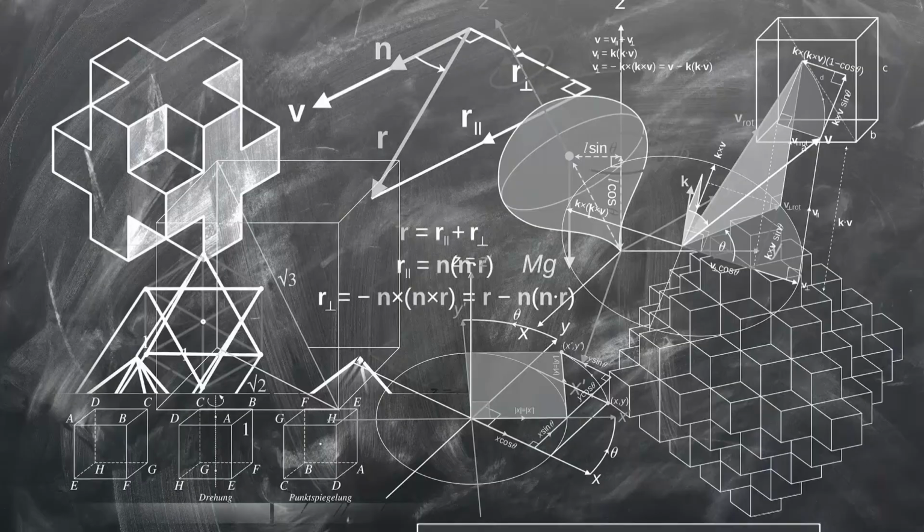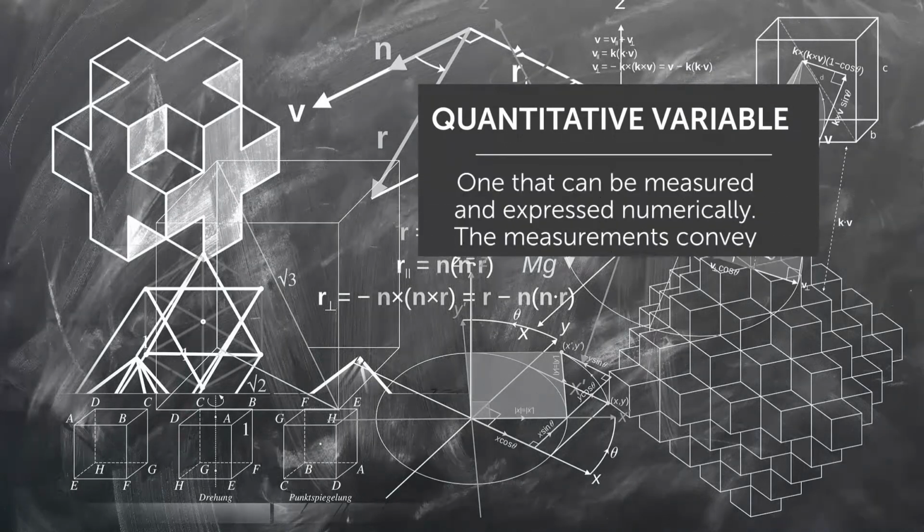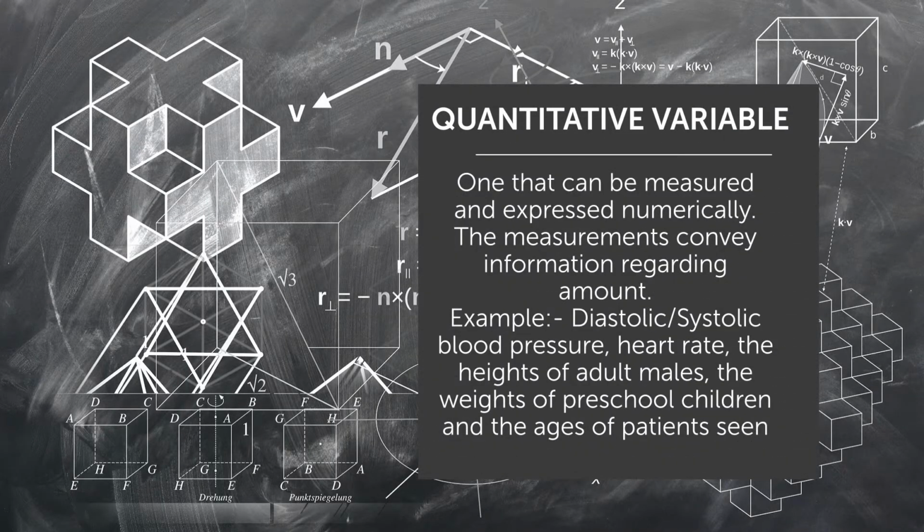So when you talk about quantitative variables, one that can be measured and expressed numerically needs to be considered a quantitative variable. The measurement conveys information regarding amount, and there are certain examples like blood pressure, heart rate, the heights of adult males, the weights of preschool children, and the ages of patients seen in a dental clinic. These are considered to be examples of quantitative variables.